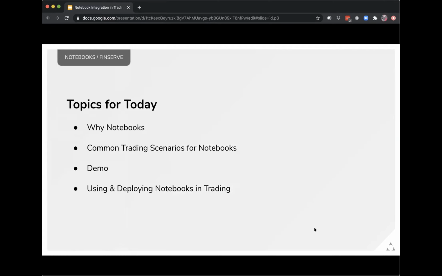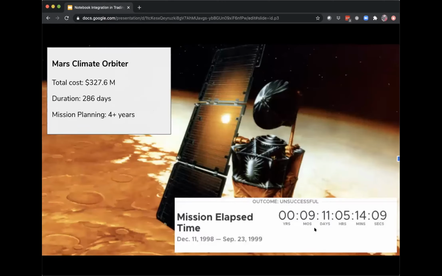What we'll be talking about today is why notebooks in the first place, kind of put them in a context for how they might be used in a trading scenario. A quick demo that Lynn will show you with respect to the art of the possible, and then we'll talk a little bit in detail about some of the challenges and opportunities for using and deploying notebooks in a trading setting. But first, I'd like to take a little detour and talk to you about a cautionary tale, the Mars Climate Orbiter.